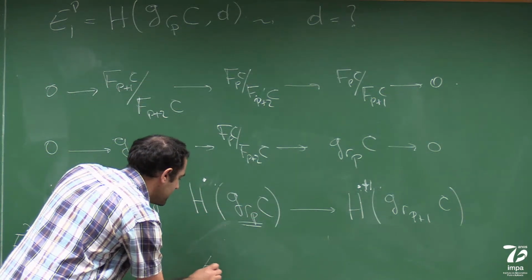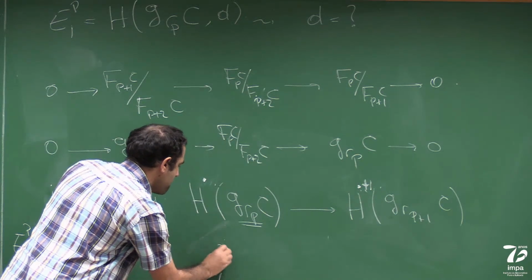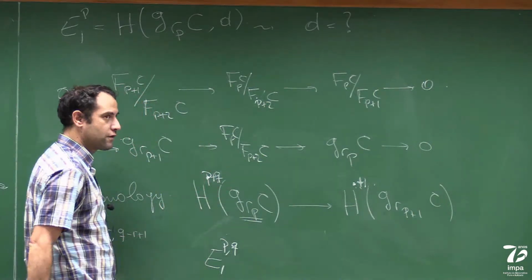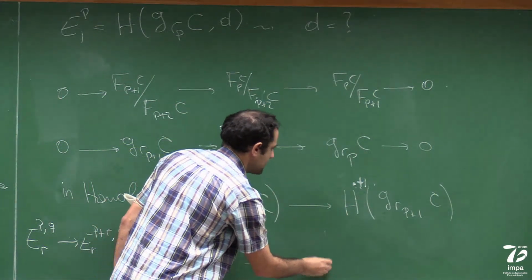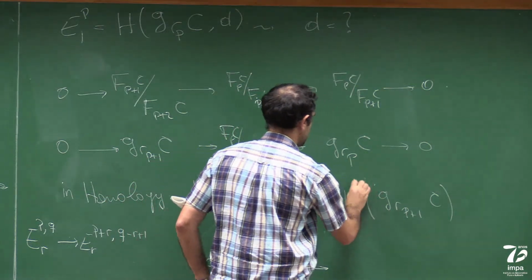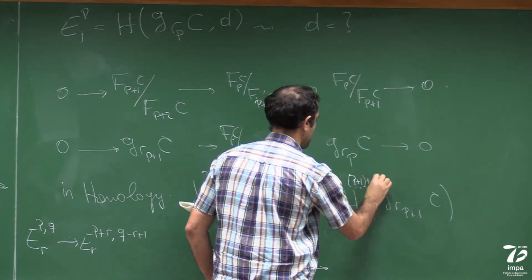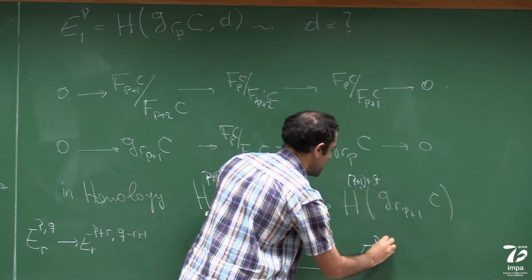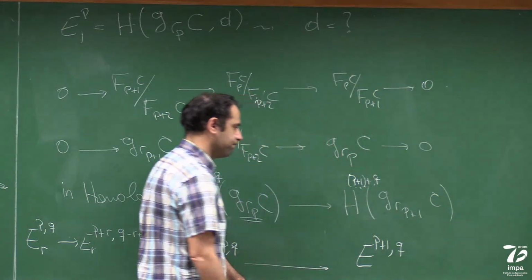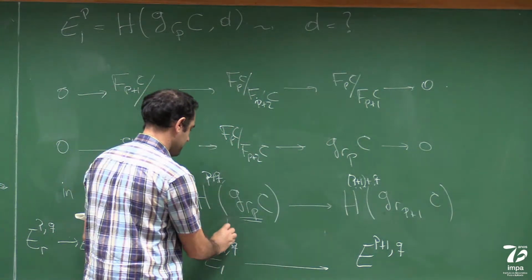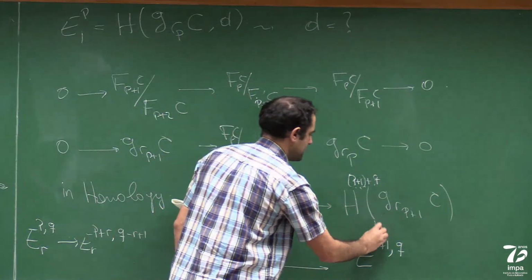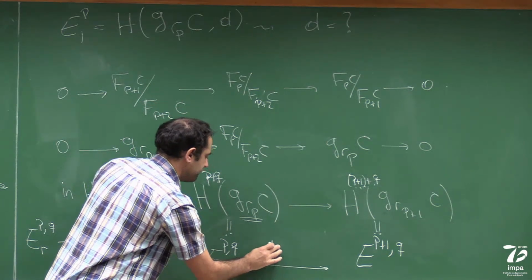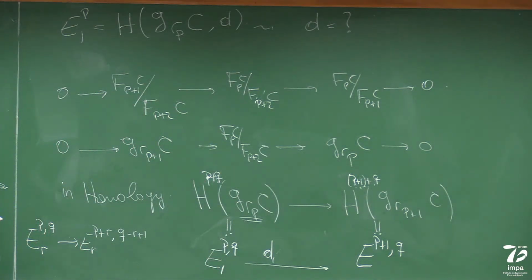So now I'm going to define E1 P,Q to be H^{P+Q} of GR P. And this thing here goes to H^{P+1+Q}, which is E1 P+1,Q, by definition. So this is a definition, and this is by definition as well, and this is my differential in E1. Okay.